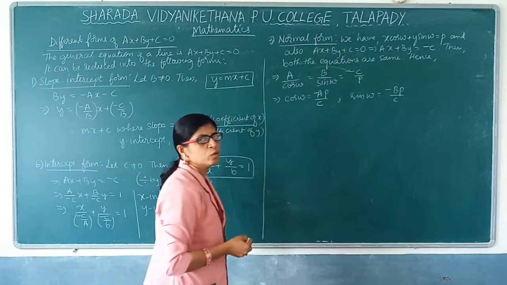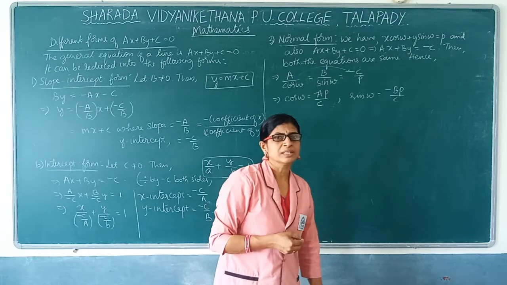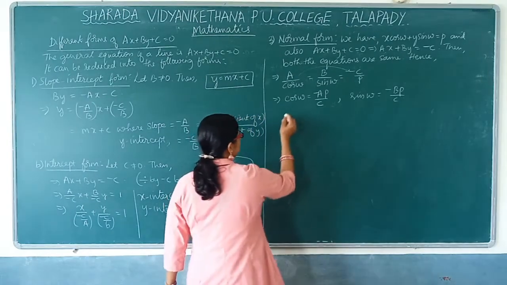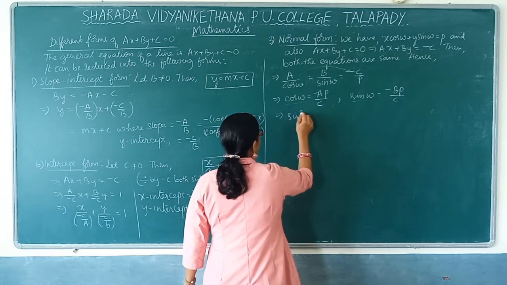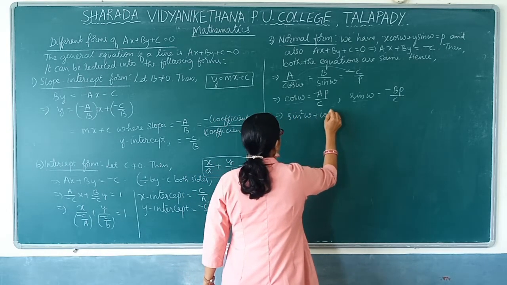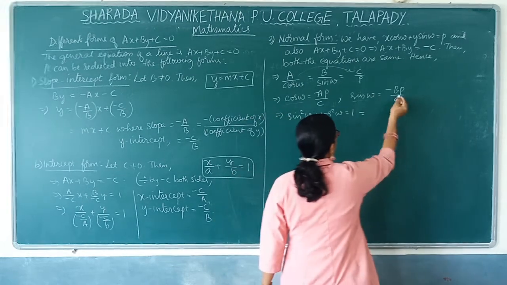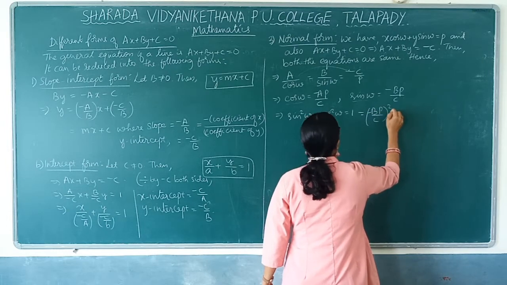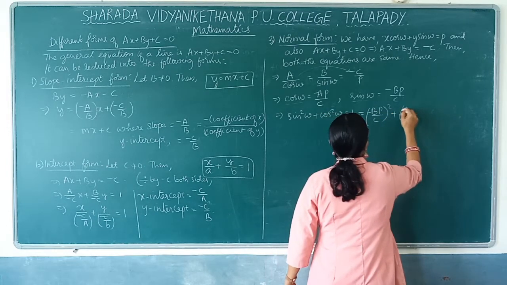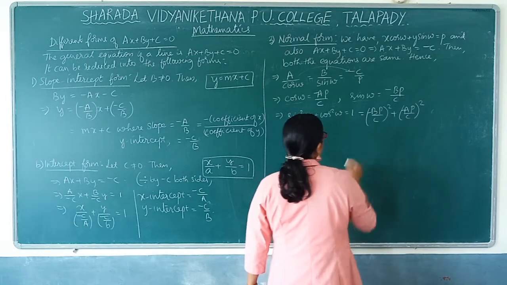Now we will use one trigonometric identity. What is sin square omega plus cos square omega? It is nothing but 1. That we are going to apply here, because we have cos omega and we have sin omega. So sin square omega plus cos square omega is equal to 1. That is equal to bp by c the whole square plus ap by c the whole square, right? So this is equal to 1.